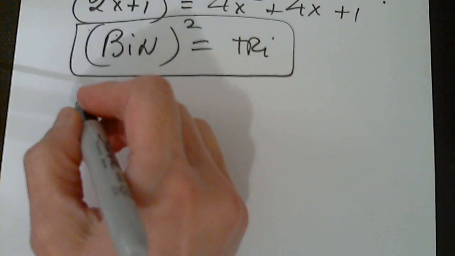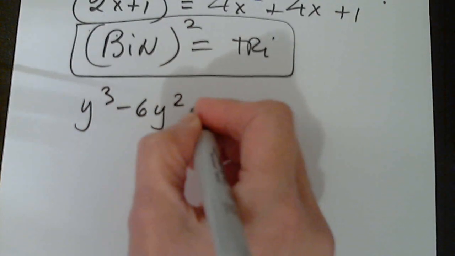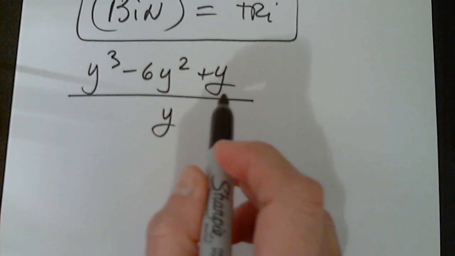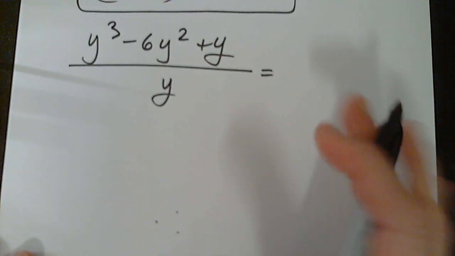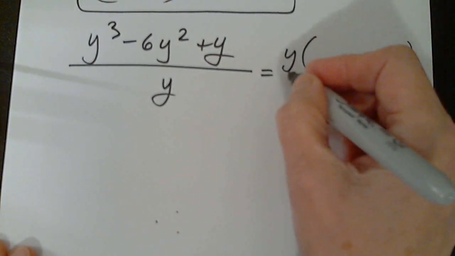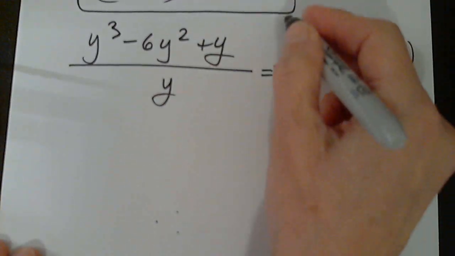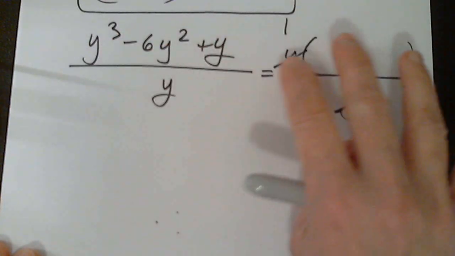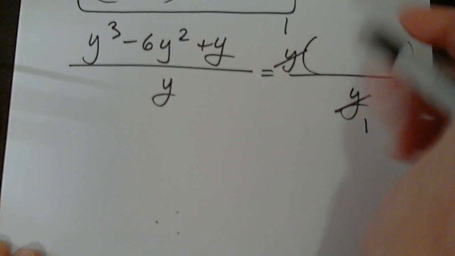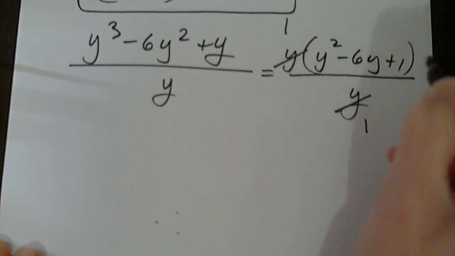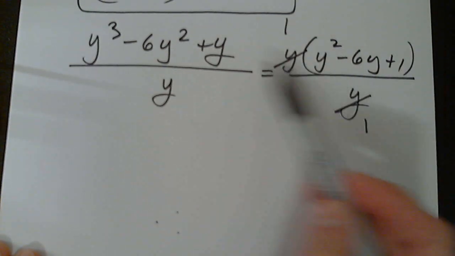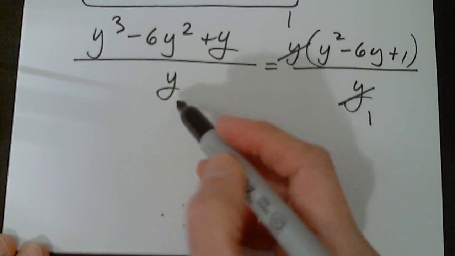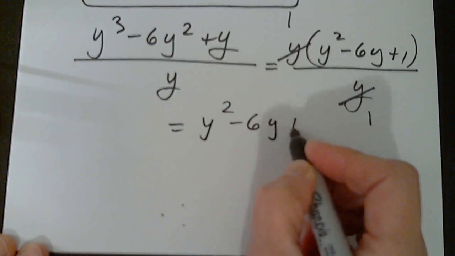The next problem is y to the third minus 6y squared plus y divided by y. You cannot simplify terms. You can only simplify factors. One possibility is to factor out y, and then you will be able to simplify it. But now I have to be careful because I have 3 terms here and I have to have 3 terms left in parentheses. And I have y squared minus 6y and plus 1. Double check. Y times y squared, y times negative 6y, and y times 1. So now the simplified form is y squared minus 6y plus 1.